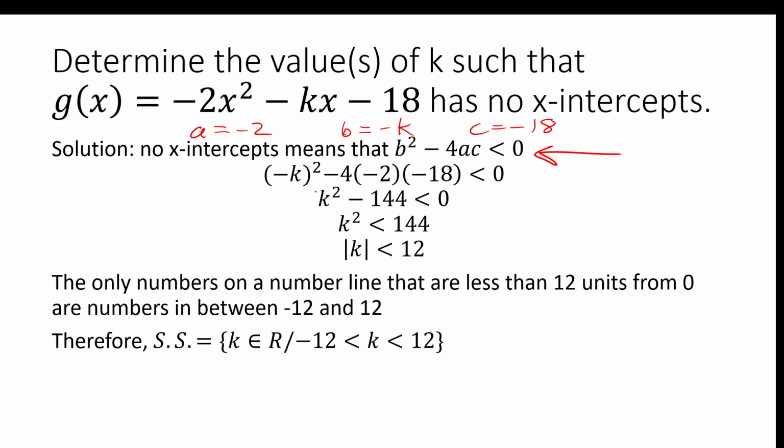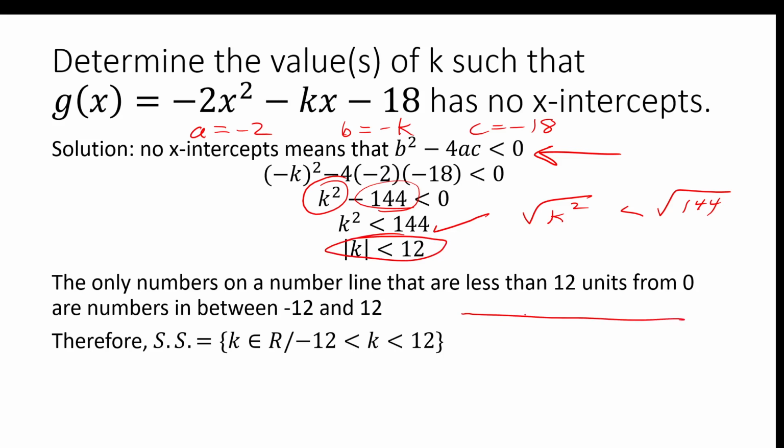Negative k quantity squared is k squared, and we would ultimately have minus 144 is less than 0, meaning k squared would be less than 144. Taking the square root of k squared and the square root of 144, we would see that the absolute value of k would have to be less than 12.